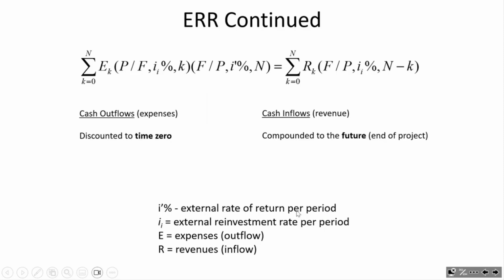So here's the formula. Expenses will equal revenues. The expenses, which remember that's the outflows, you're finding the present value of all of those and discounting all of those amounts at the external reinvestment rate, which is given. And the thing that is unknown, I prime, is the external rate of return. So the external rate of return is when you're taking all of the expenses and the revenues, combining them together, and then finding the rate at which the two are equal.